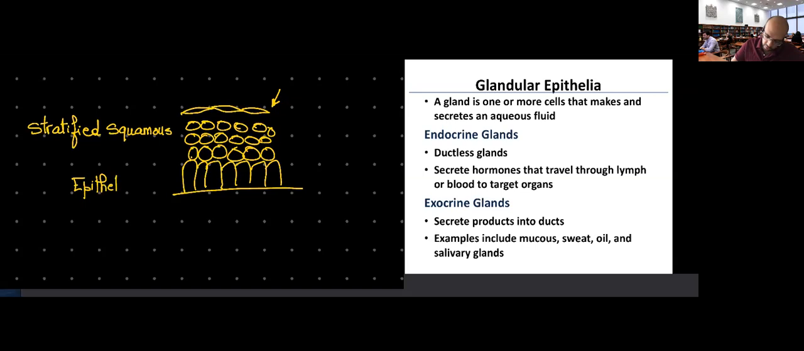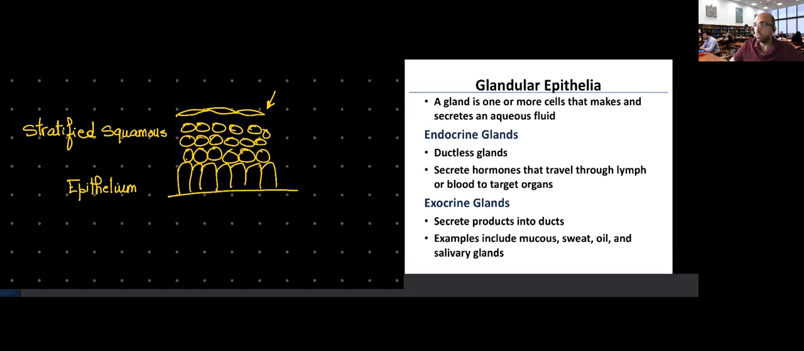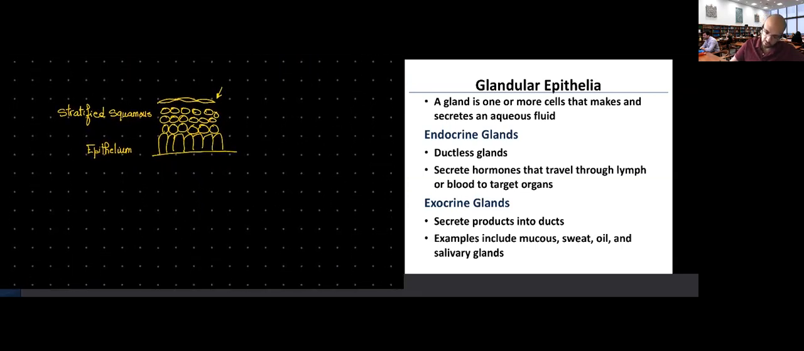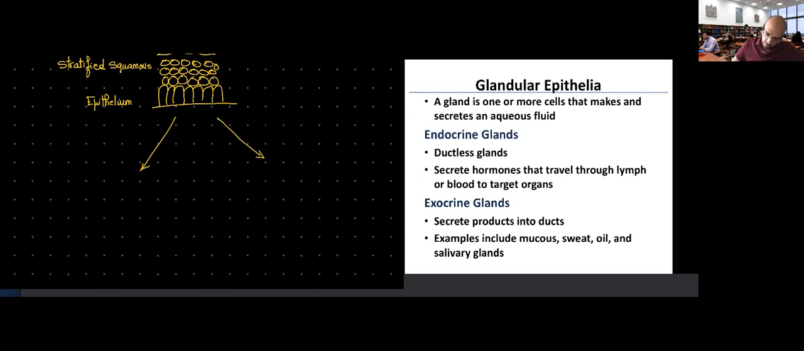But remember, when you are about to mention stratified squamous epithelium, we do have two varieties for it. The first variety did have a keratin layer on top of my squamous cells.